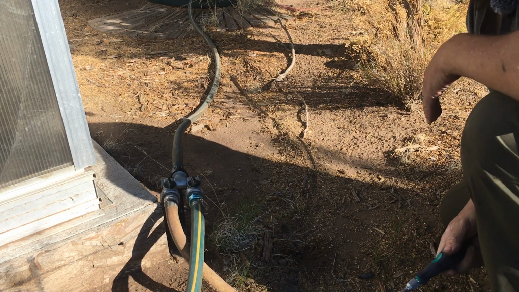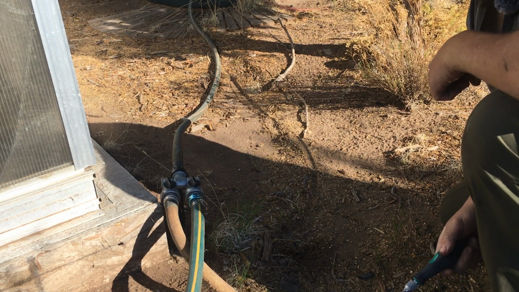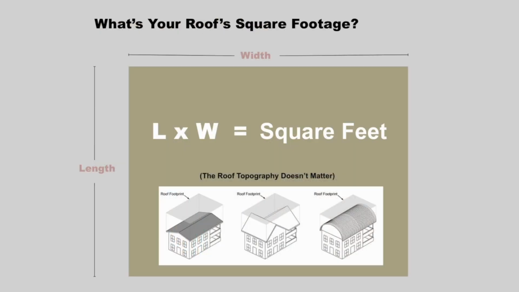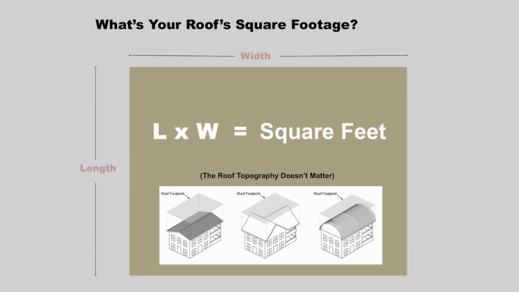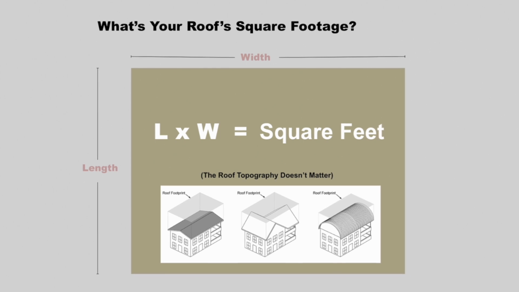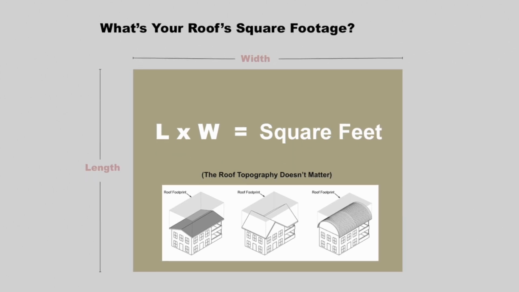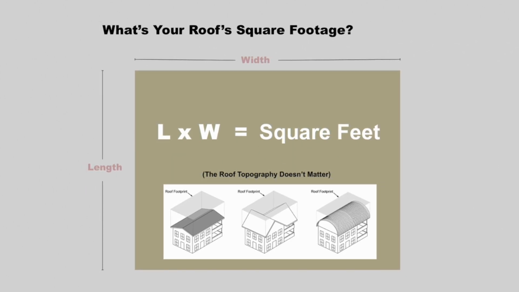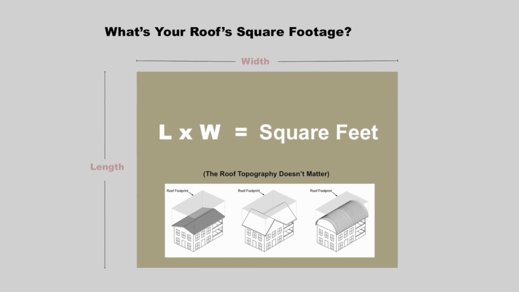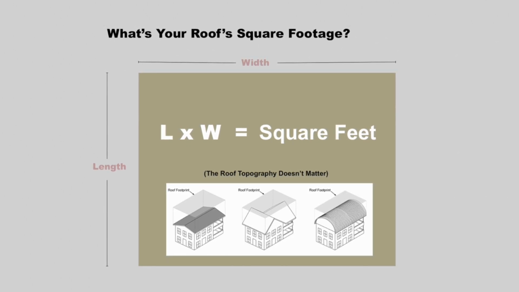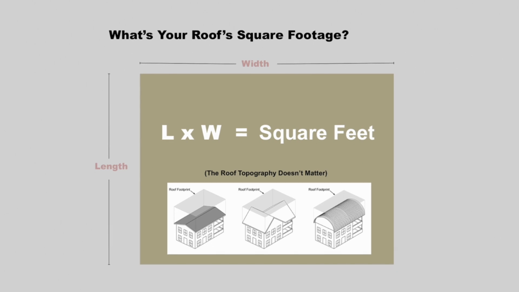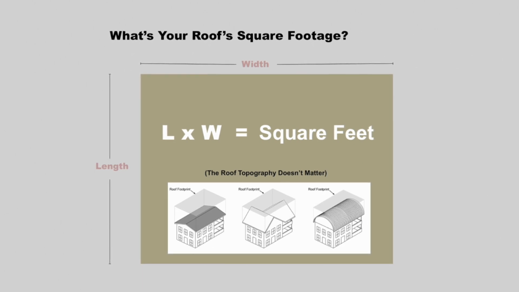And now that you know the magic number, it's time to figure out your roof square footage. And for those of you that don't know, you just multiply the width times the length of your actual roof surface, and that's how you get your square footage. You might want to note that the topography of your roof or the shape of your roof doesn't really matter. It's just about the overall area as viewed from directly above.